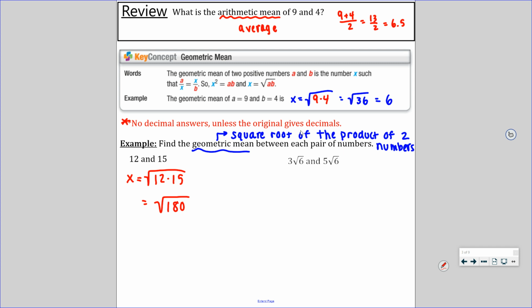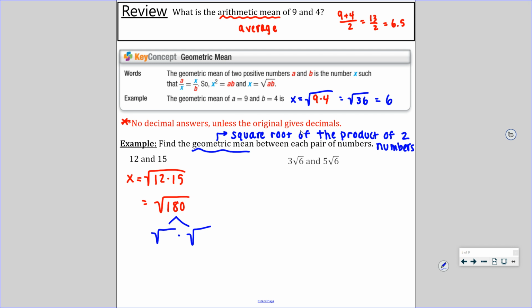180 is not a perfect square. If you take the square root of that in your calculator, you're going to get a decimal. We don't want decimals. Instead, we want to figure out what perfect square goes into 180, and not just any perfect square. What's the biggest perfect square that goes into 180? So again, if you struggle a little bit with factors and number sense, start with your calculator, 180, and just start dividing it by perfect squares.